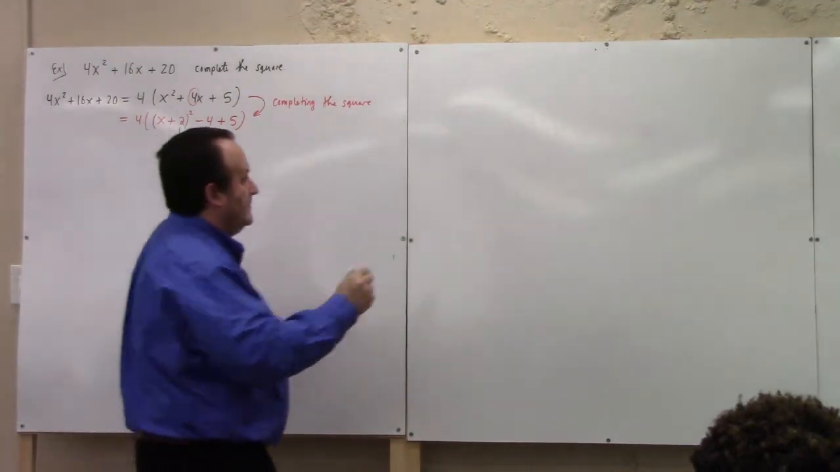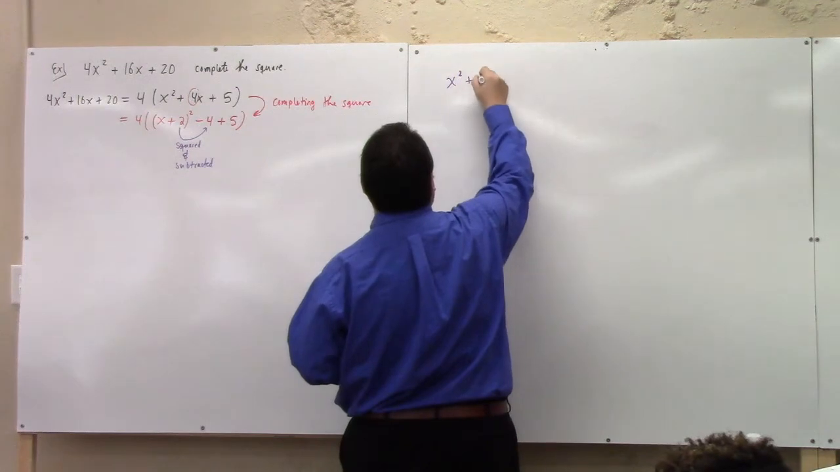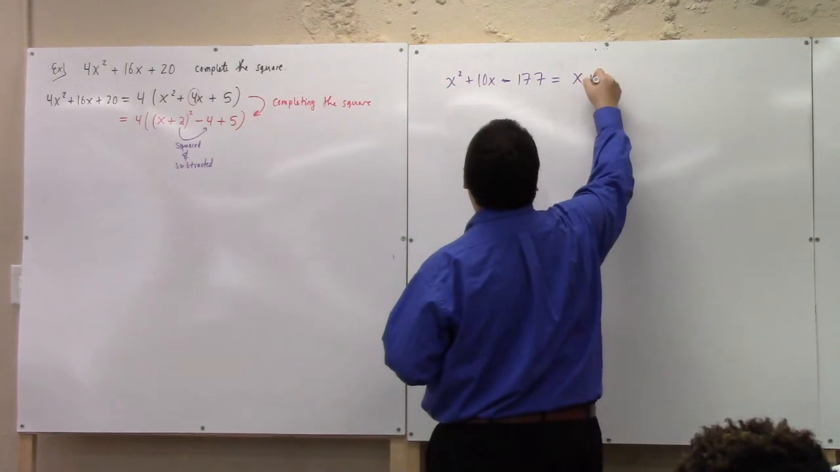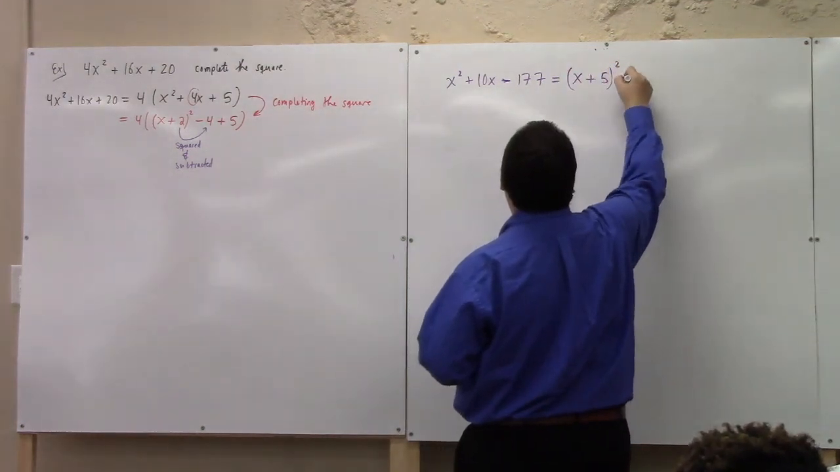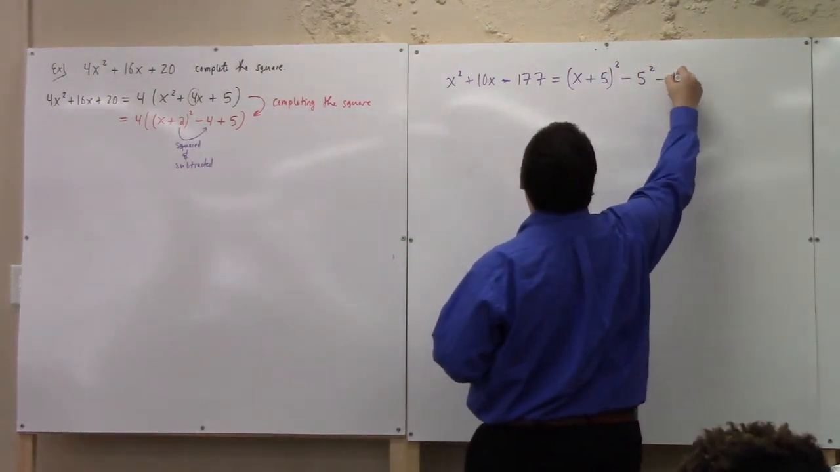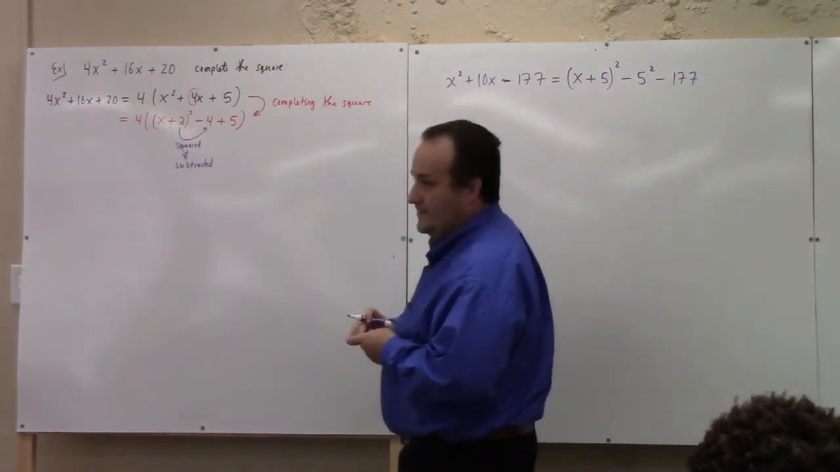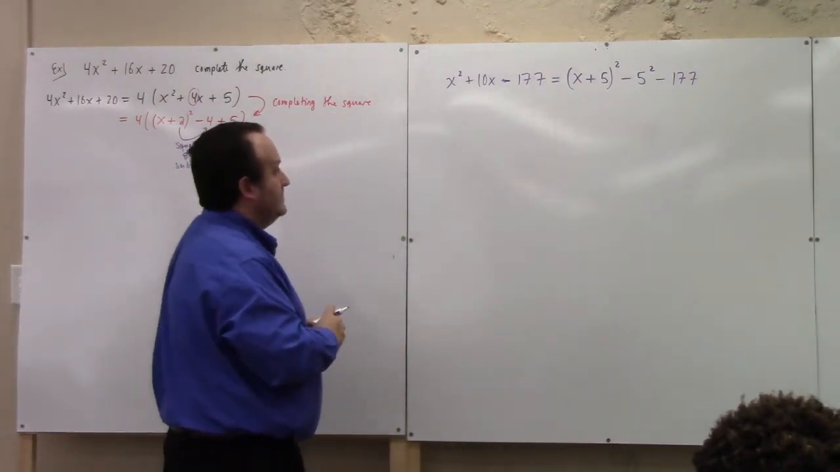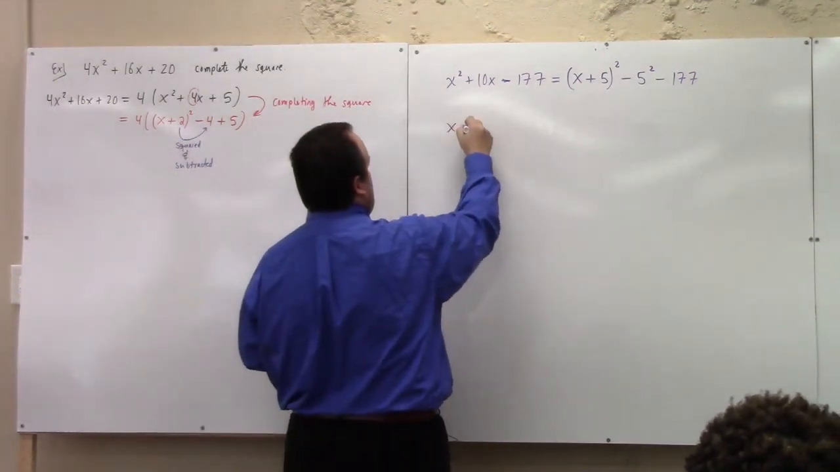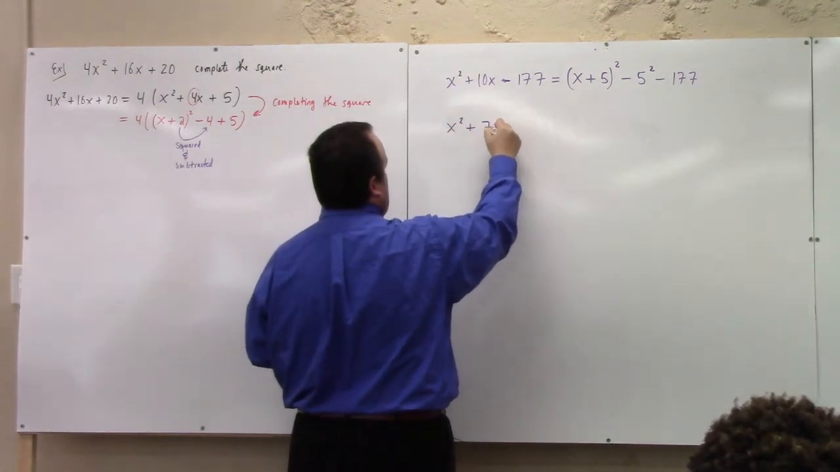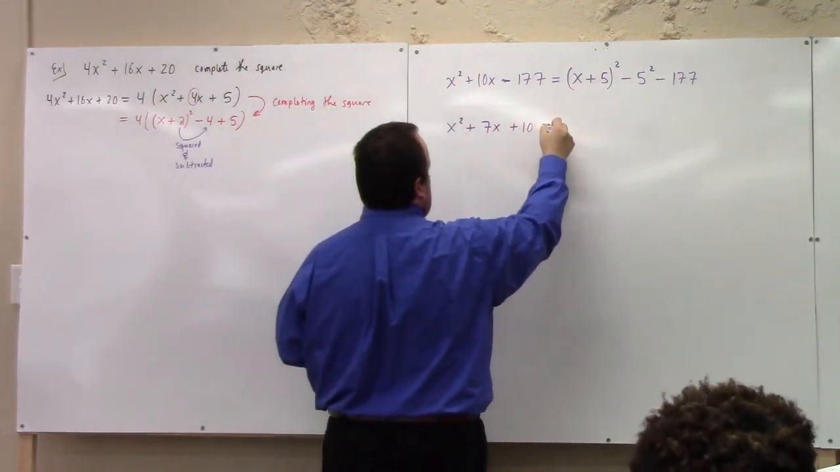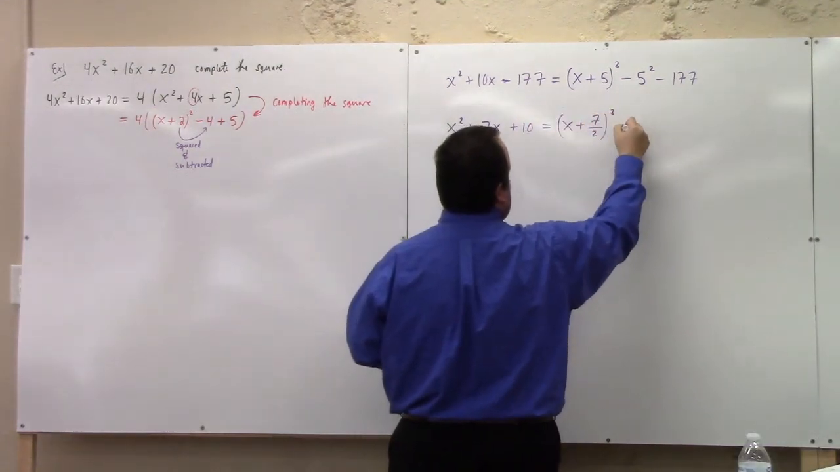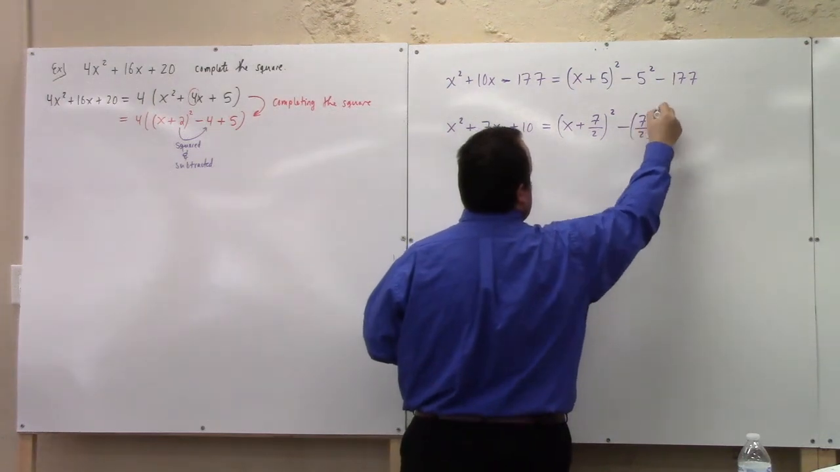Another example, x squared plus 10x minus 177. Complete the square. X plus 5 squared minus 5 squared minus 177. It was just half the x. Right, so this one would be x plus 7 halves squared minus 7 halves squared plus the 10.